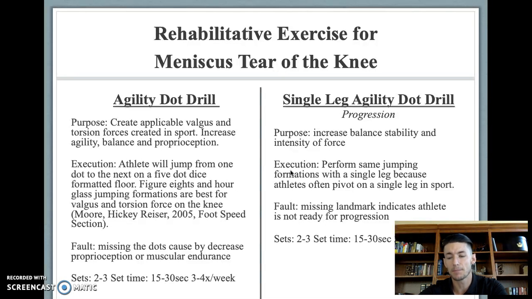Progression from this, the athlete will perform the agility dot drill on one leg. This is going to increase the balance and increase the intensity of the valgus and torsion forces on the knee. You'll perform the same jumping formations, but because it's single leg, it resembles the stress that athletes go through during their pivots on single legs during sports. Missing landmarks will indicate that they're not ready for this progression and have to perform them with 2 legs again. 2 to 3 sets, again quantified in time for 15 to 30 seconds, 3 to 4 times out of the week.